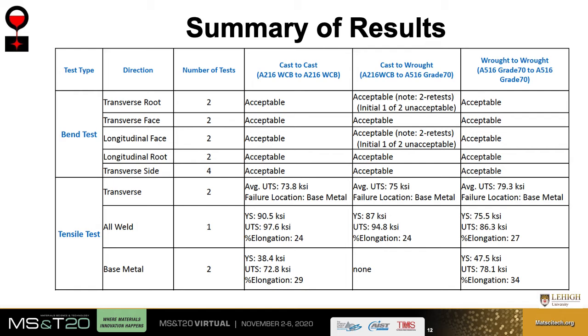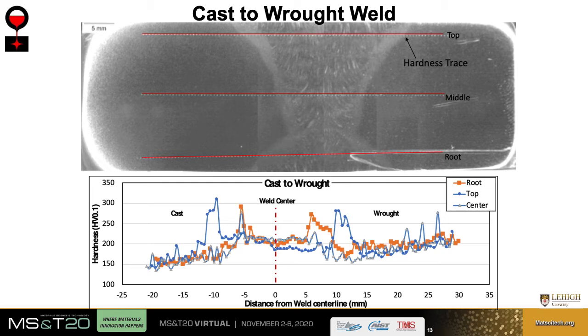I want to make a point that I'm not trying to show that the cast WCB has higher properties than the wrought grade tested. I'm just showing that cast grades are also weldable like the wrought steel of similar chemistry. The microstructure of the samples were examined, and this micrograph shows the weld cross-section. It was etched with 2% nital to reveal the fusion zone microstructure and the weld quality.